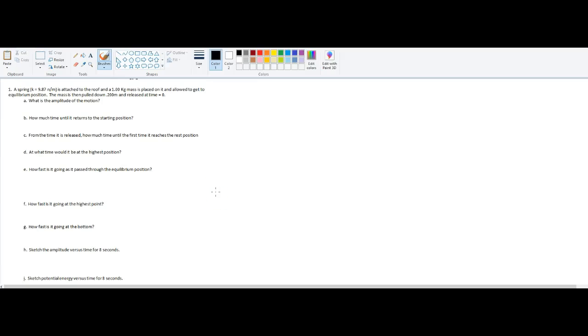Let's see, so I've got a spring, and it is attached to the roof. And it's sitting there, and I attach a mass to it, and we let it get down to its equilibrium position where the forces are equal, and then we pull it down 0.2 meters, and we let it go. What's the amplitude of motion? Well, then the amplitude of motion is going to be 0.2 meters. Not much there to mess with.